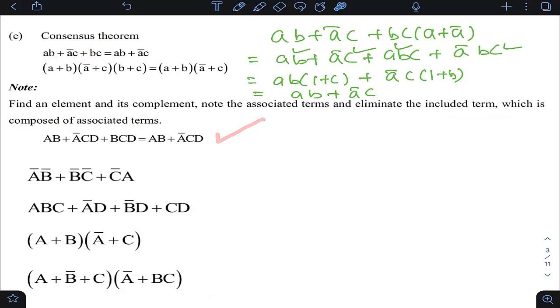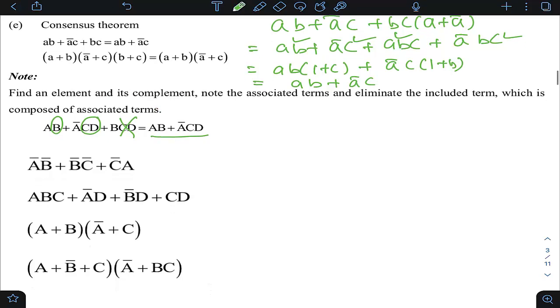In this case, students, let's observe the left hand side and how this is equivalent to this one. You see here among A, B, C, D, 4 variables, A is the only one which is present in normal and complement form. Like this is A and this is A bar. So the associated term with A is B, associated term with A bar is CD. Whether the other term is an AND combination of these associated terms, yes. So this is nothing but the AND combination of B and CD. So this is a redundant term, we can eliminate this. So the answer is AB plus A bar CD.